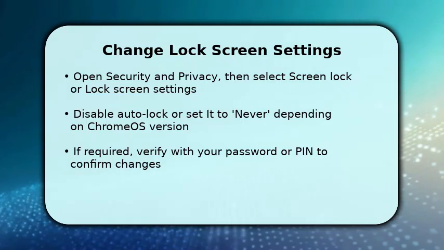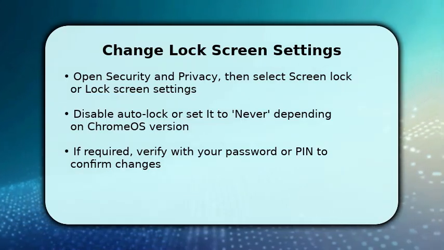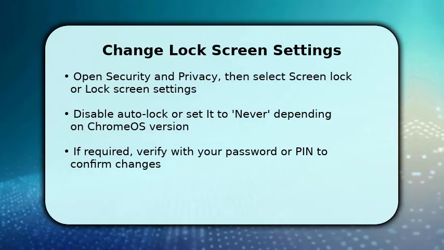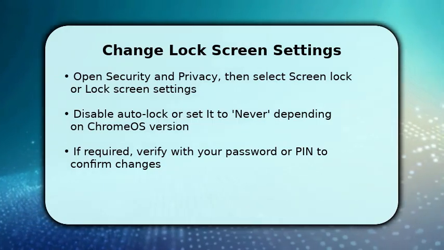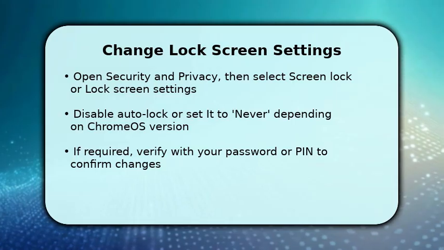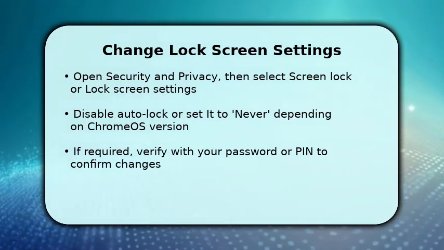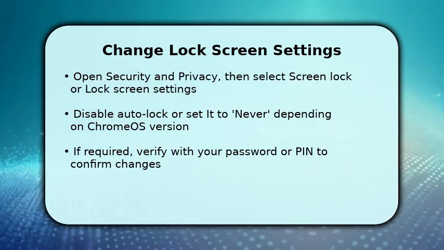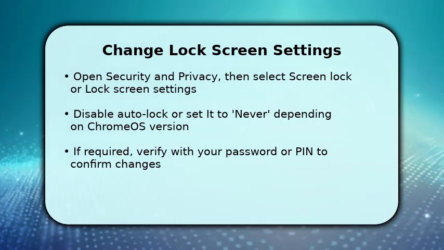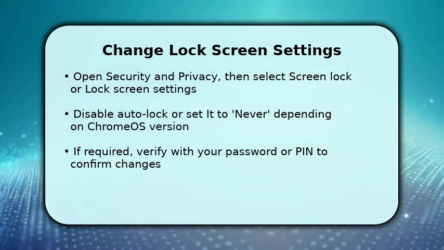You may see an option labeled auto lock or require password when waking. Toggle it off or set it to never. If Chrome OS asks, enter your account password or PIN to confirm the change. This prevents unauthorized changes. Make sure to read the label. Some versions separate lock on lid close versus wake, so change each relevant toggle.